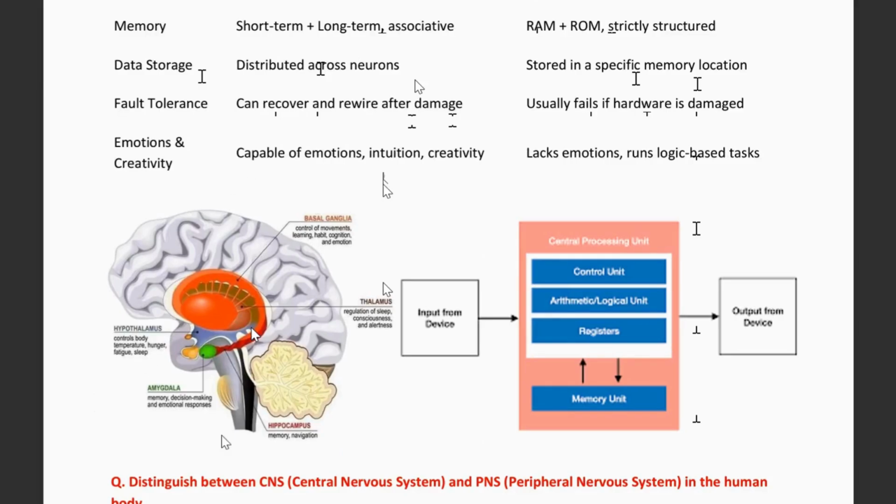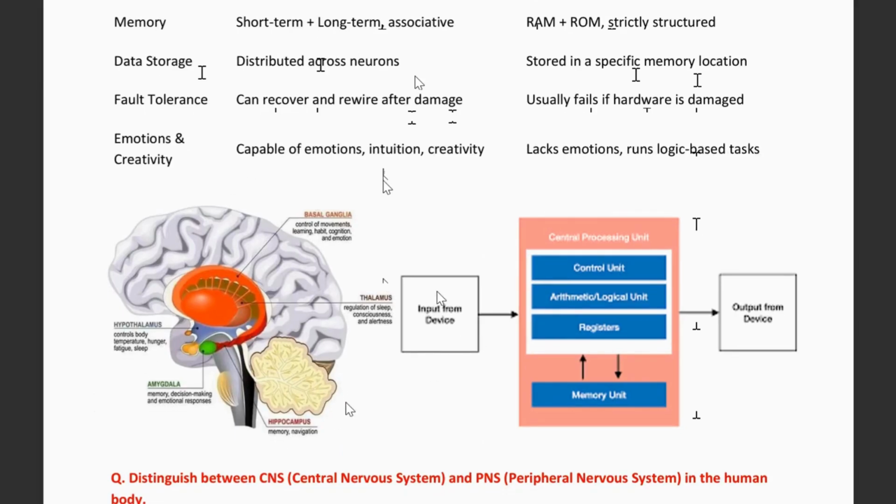So this is our brain. You have to draw the diagram: this is the input from the device. This is the CPU. We have the control unit, ALU, registers with a memory unit, and this is the output. This is the block diagram of the CPU.